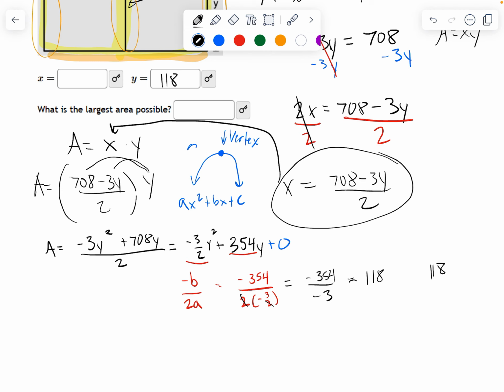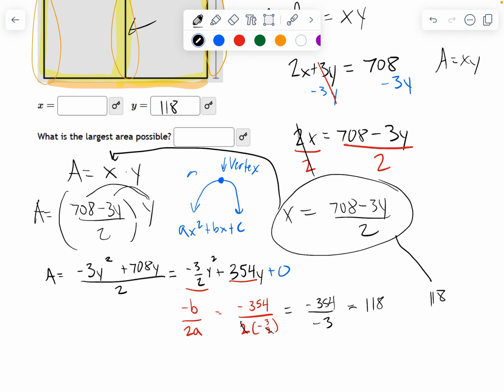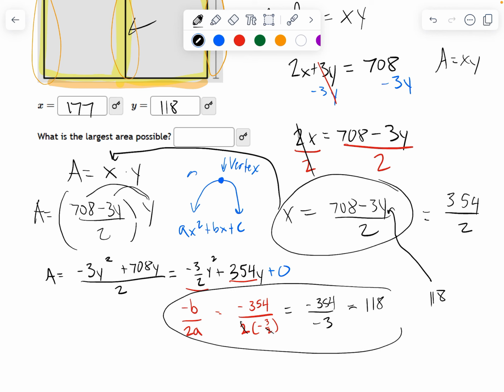And then in order to find the x, all we have to do is just plug it back into one of our equations. We know what x equals, that thing, right? We just plug y in. So all I'm going to do is 708 minus 3 times 118 in my calculator. All right, and that will give me back 354. And then we just need to find half of that, which is 177. And that's as crazy as that one is going to get. Like, we found the x, we found the y, right? Once you have that numeric value of y, plug it back in to what you found for your x, and that's it. Those are your dimensions.